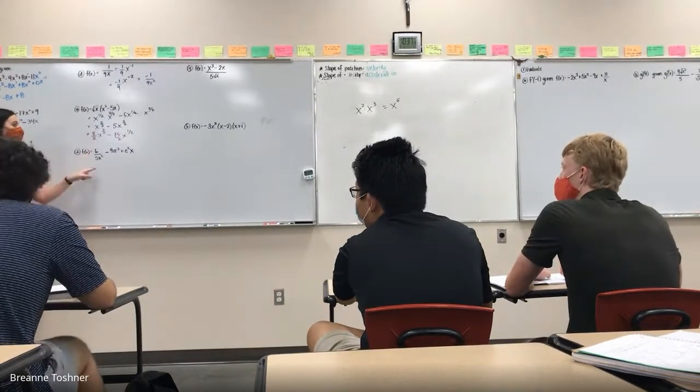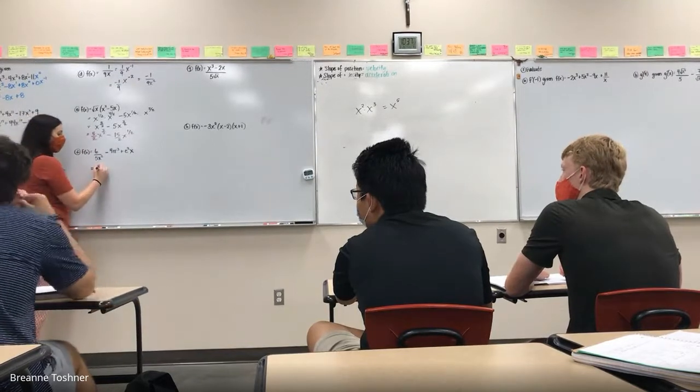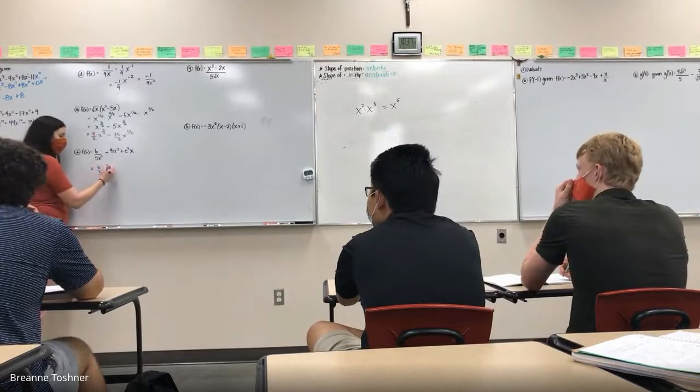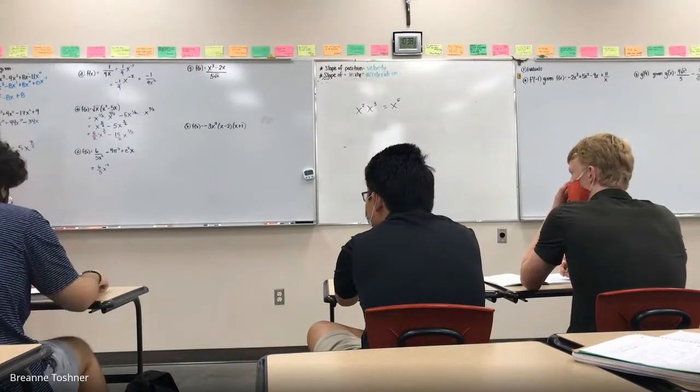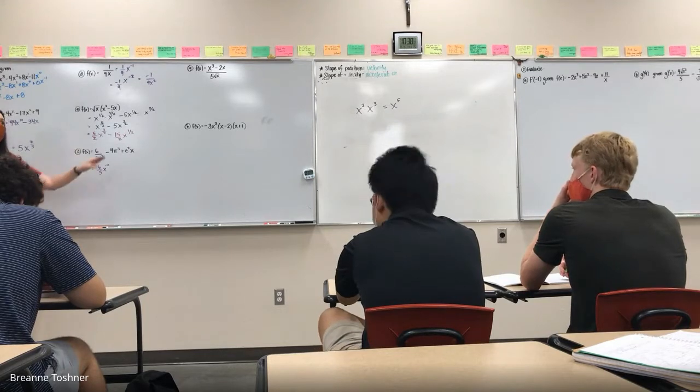Okay? Let's start here. 6 over 5x squared. First, I need to rewrite that as 6/5 x to the what? Minus 2. Okay? Make sure that you know how to write that correctly, that you're not also bringing the 5 up.